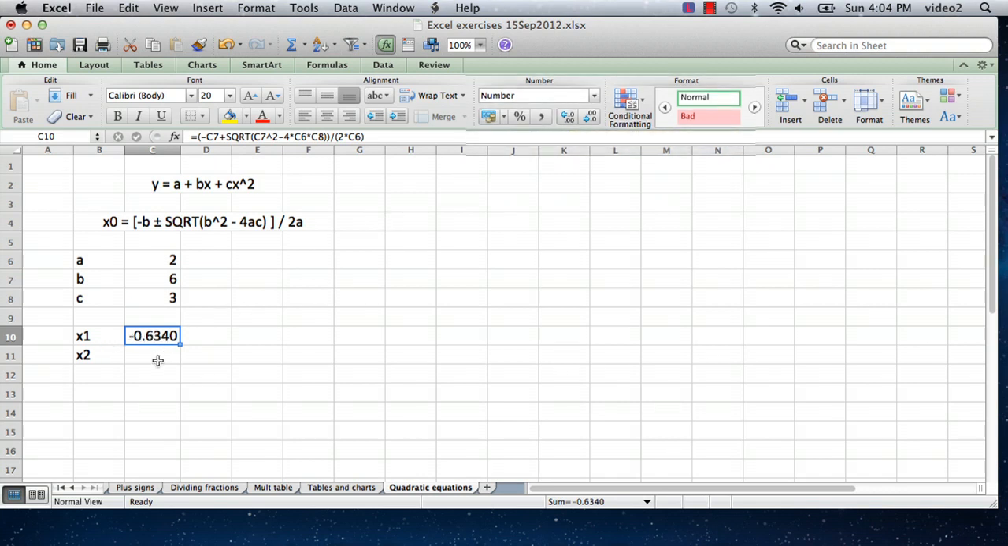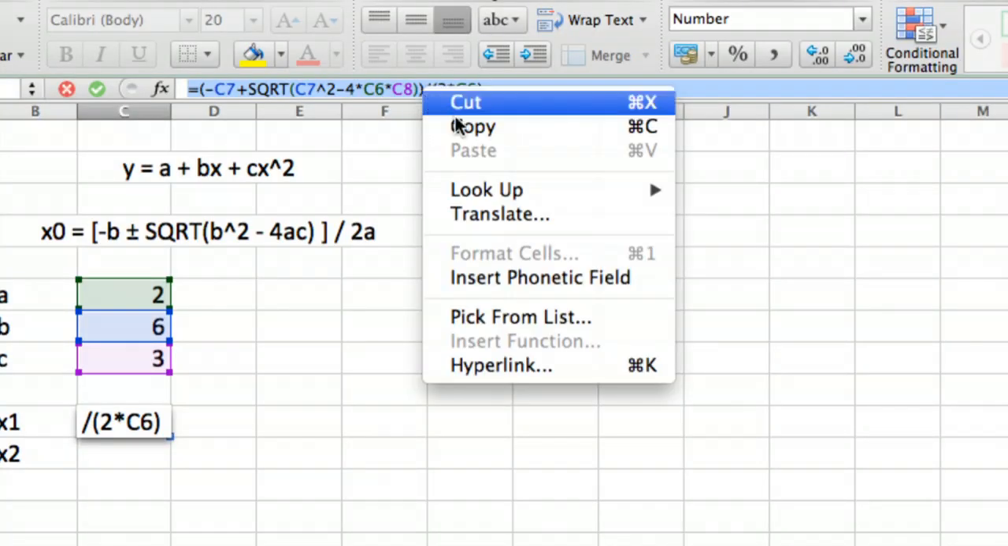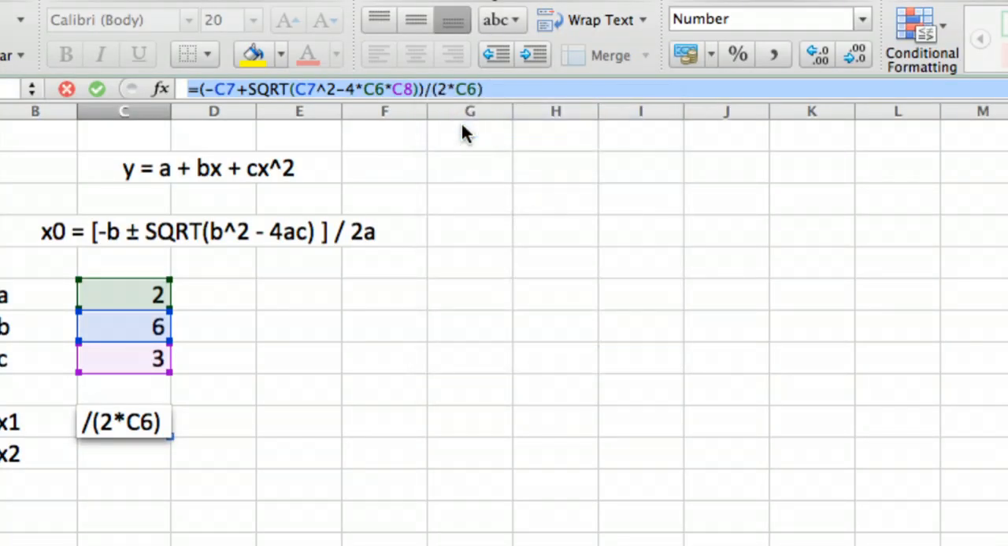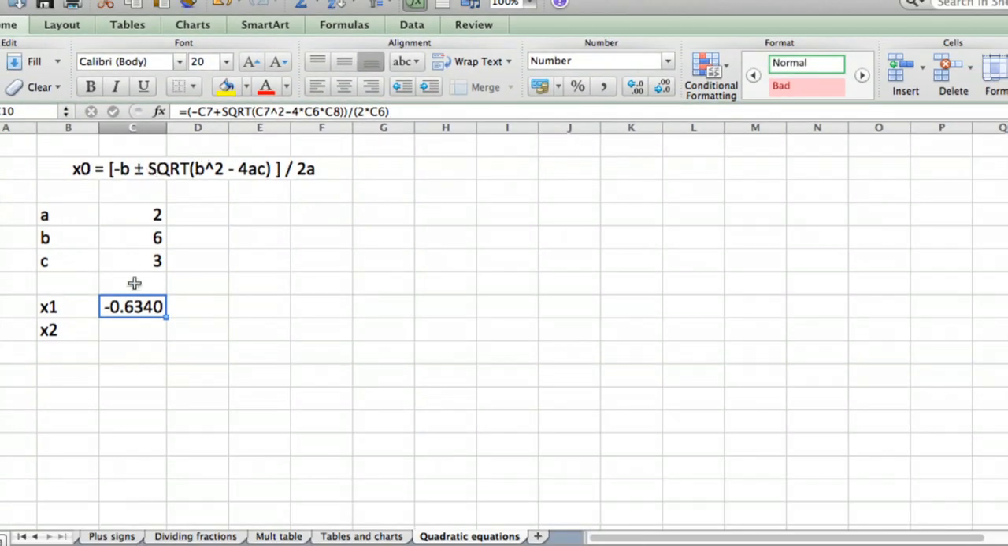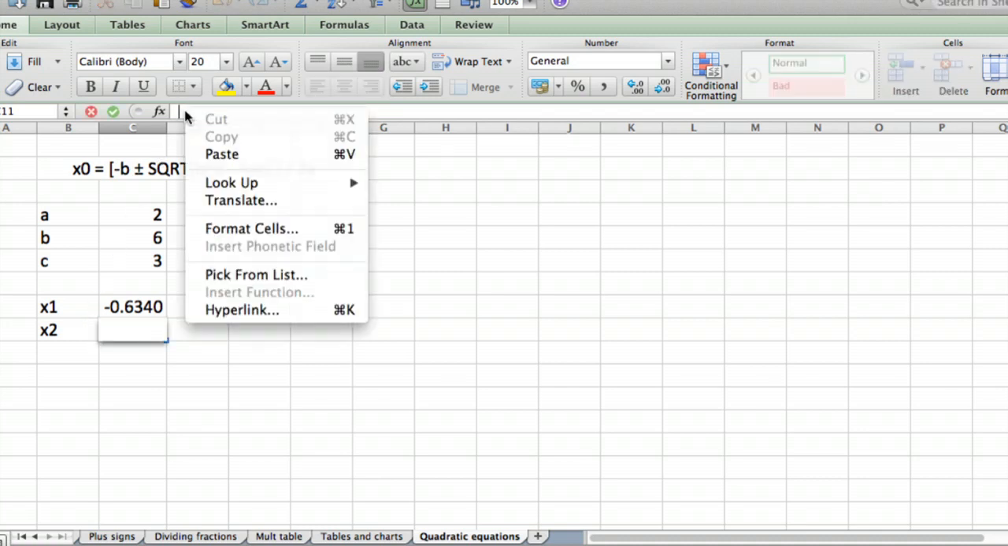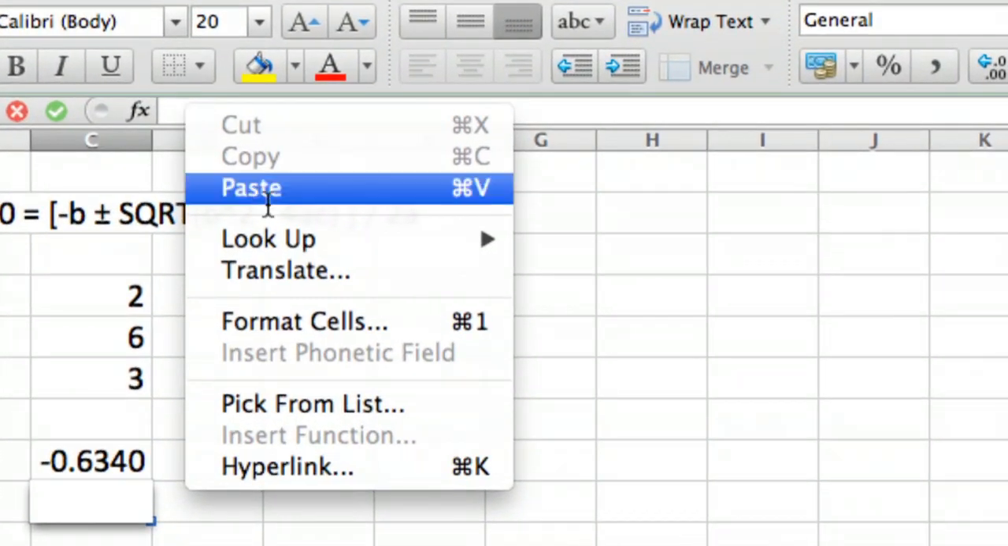Now, for the second root, instead of typing that all in again, we're going to go into the formula, select the whole formula, and do a right click and say copy. And then, just to be safe, because we don't want to change that formula, I'm going to click here and click on the X, which means cancel. So we didn't change anything, but we did copy that formula. And then we're going to click on the next cell next to x2, our second root, go up into the formula bar, and right-click and paste.